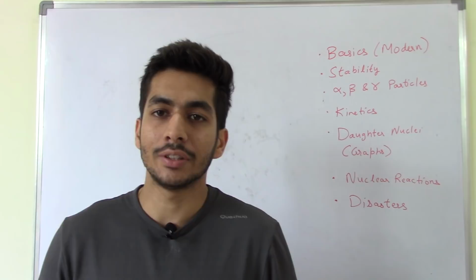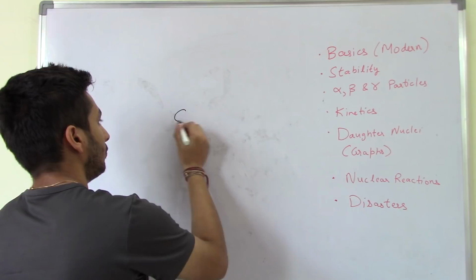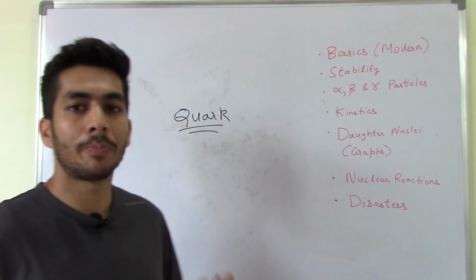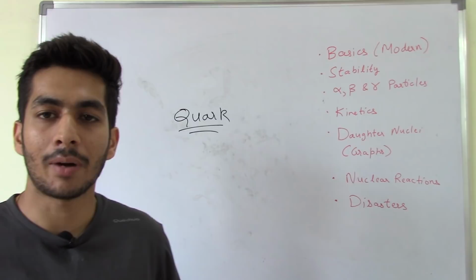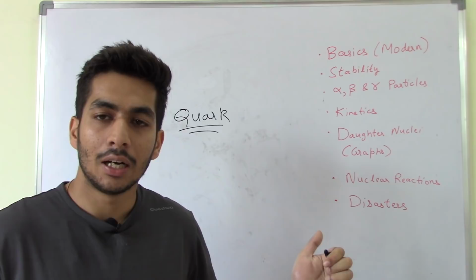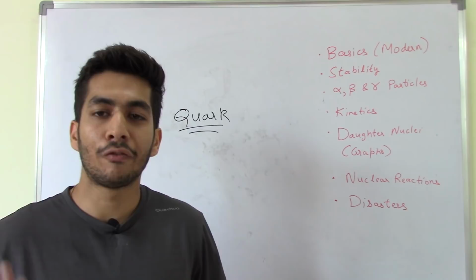I'll write it down, it's quark. So quarks are now believed to be the elementary particles, right? Now no one agrees that protons and neutrons are elementary particles. It is understood that quarks are the most fundamental or most elementary particles, right? And the quarks are generally of four types, okay? These quarks are of four types, right?